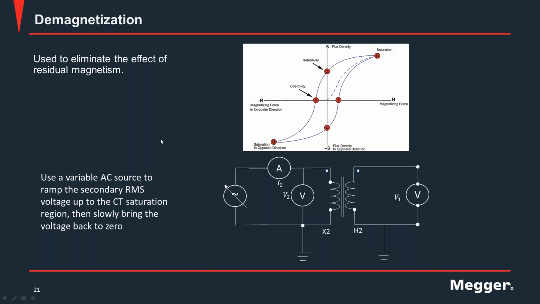In our equipment, we use a variable AC source to ramp the secondary RMS voltage up to the CT saturation, as you can see in the diagram here, then slowly bring the voltage back to zero. So ideally, we need to bring it back from saturation to zero voltage, and at that point, the flux density and magnetizing force equal zero. That means the CT is now demagnetized.